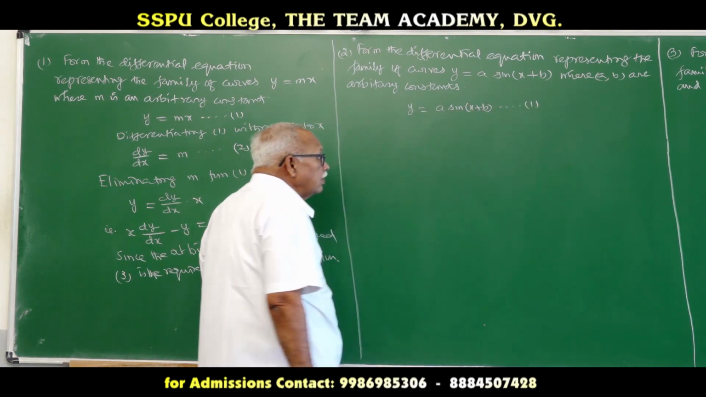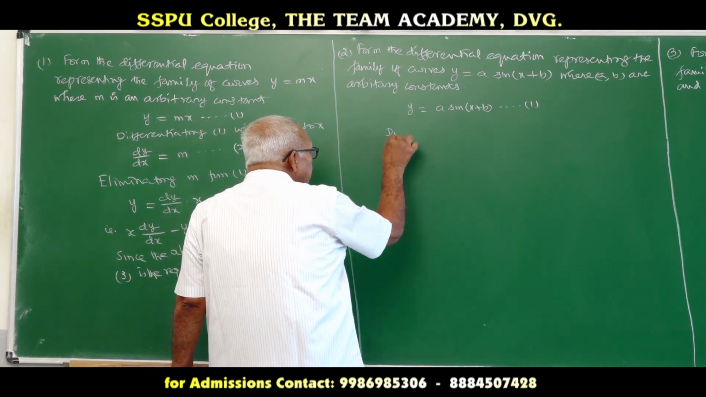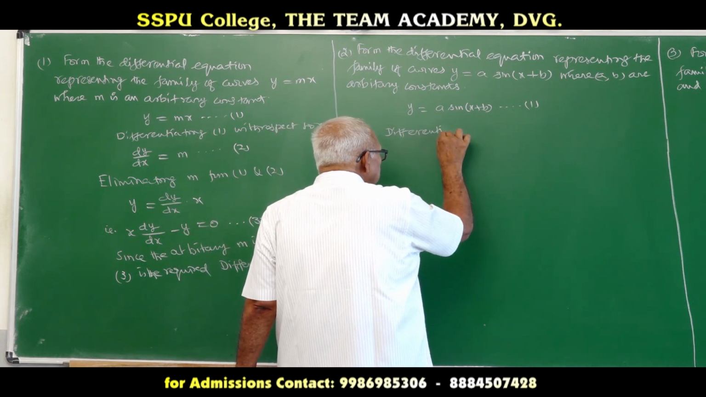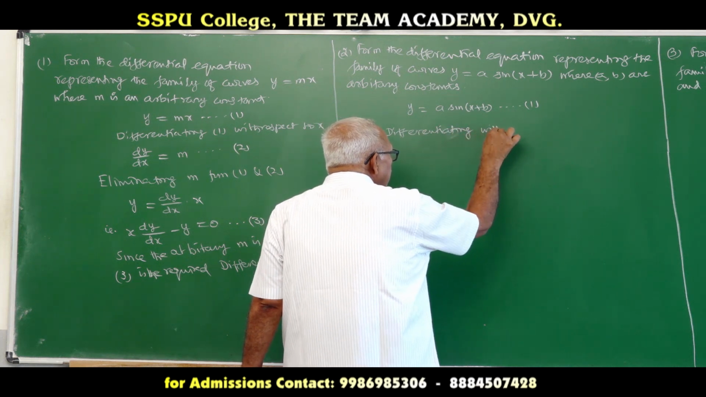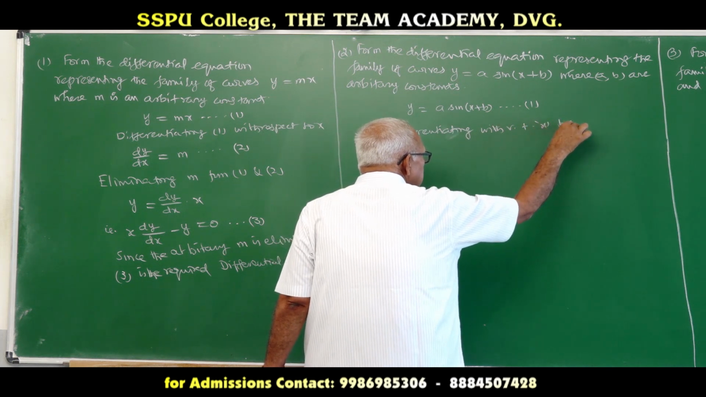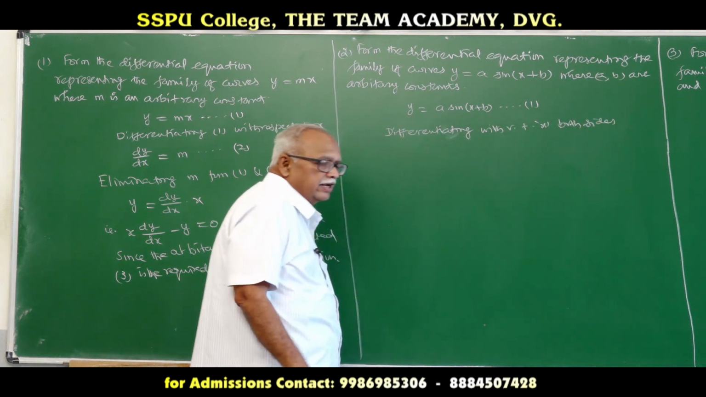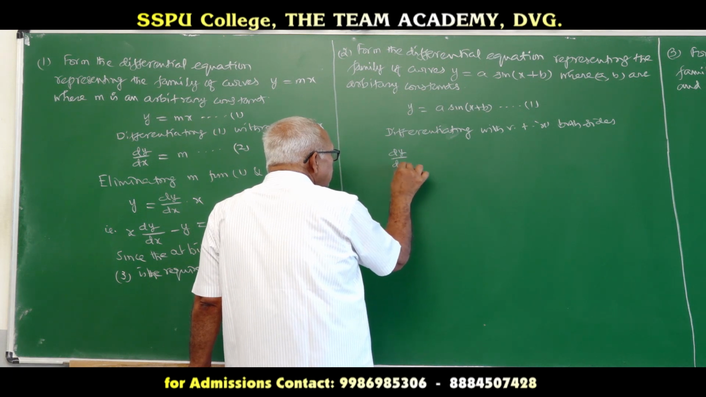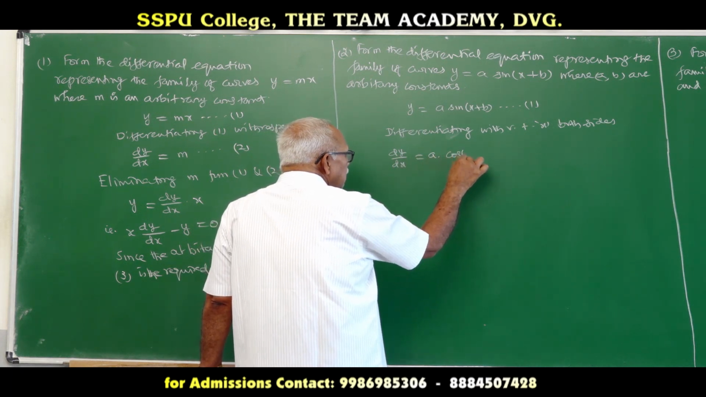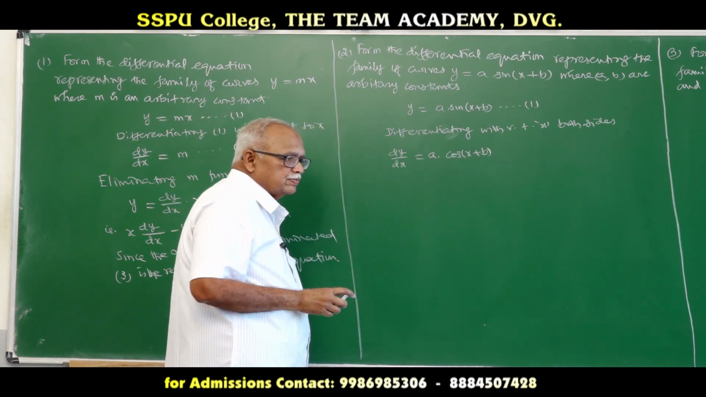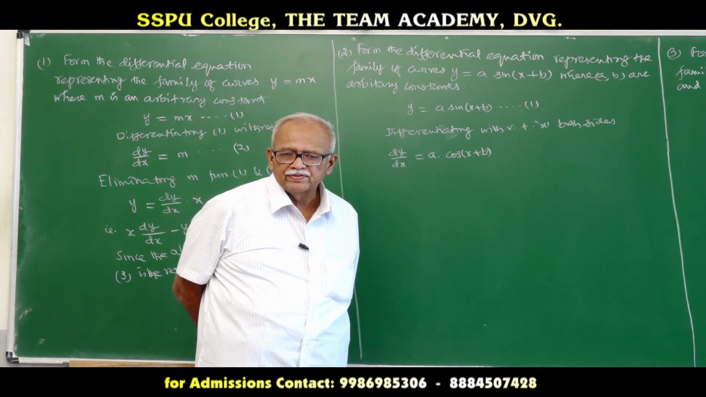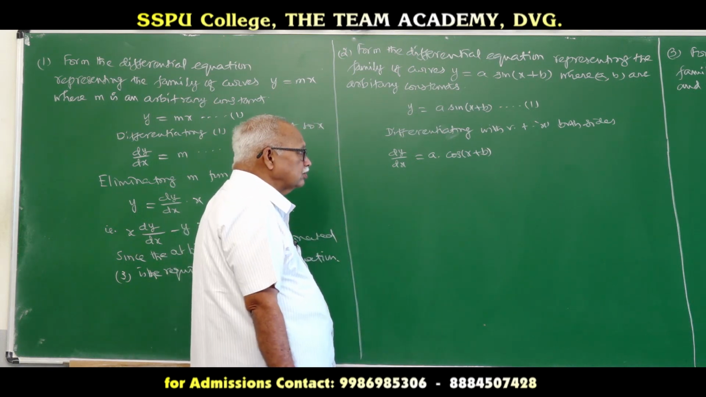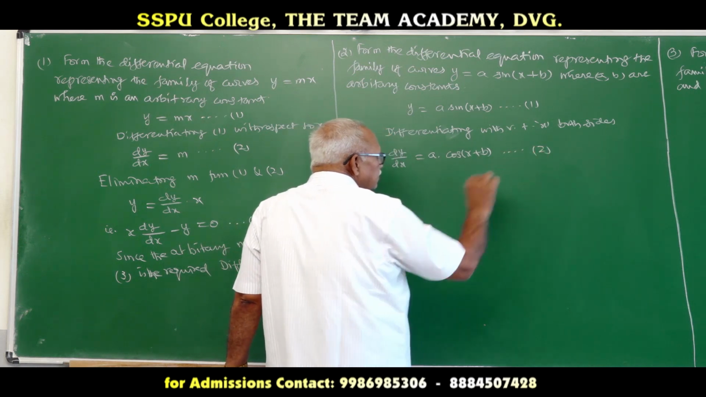Now we will do this. First one. Now differentiating with respect to x, both sides. Now here, what is this? dy by dx is equal to a into cos of x plus b. How to differentiate sine of x plus b? Differentiation is cos of x plus b into chain rule. Differentiation of x plus b, that is 1 plus 0. So it is 1. So we don't write that. So this is the second one.